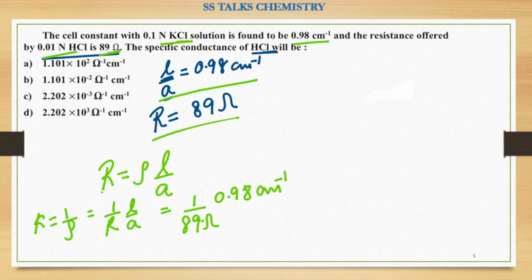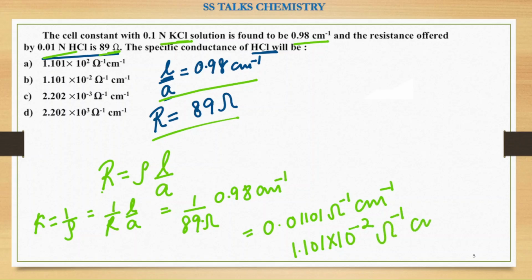So just solve this. The answer we will be getting is 0.01101 ohm inverse centimeter inverse, or we can write it as 1.101 into 10 raised to the power of minus 2 ohm inverse centimeter inverse. The answer you are having is option B in this case.